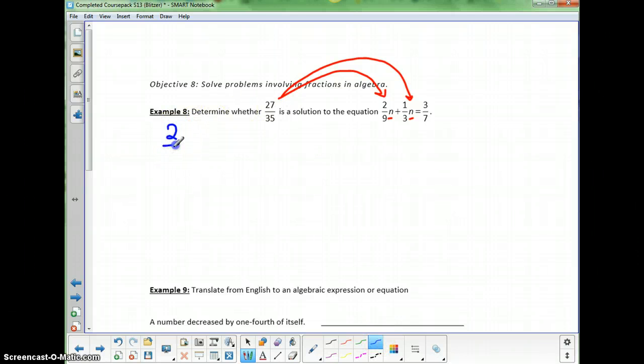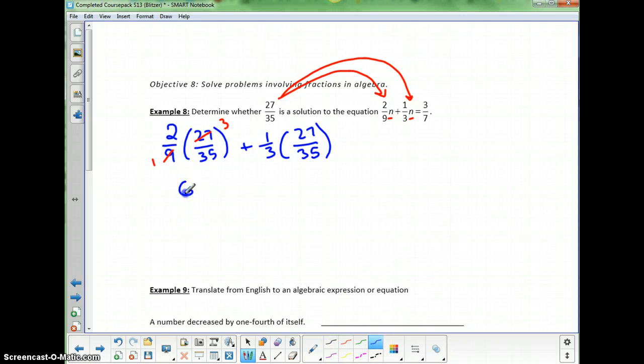So we start with 2/9 times n, so times 27/35, plus 1/3 times 27/35. Let's just figure out what that's equal to, and we'll see if it is equal to 3/7 or not. So I can do a little bit of reducing here in this multiplication. 9 goes into 9 once, 9 goes into 27 3 times. So that's going to leave us with 2 times 3 is 6 on the top, and 1 times 35 is 35 in the bottom.